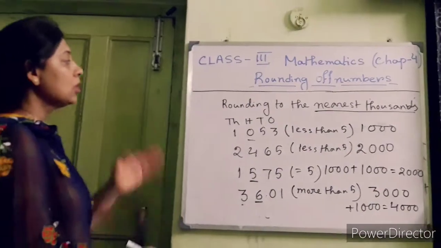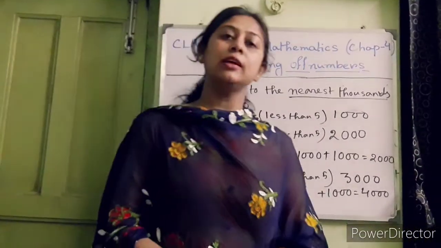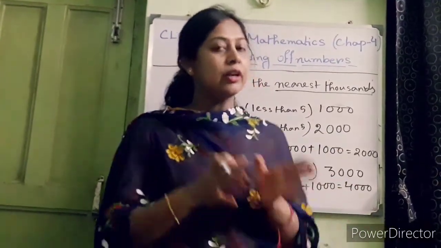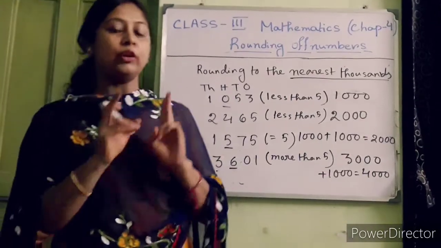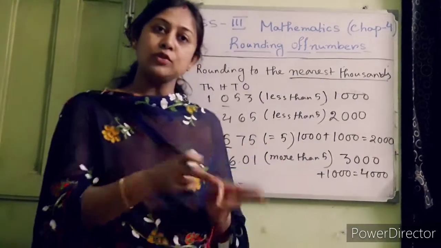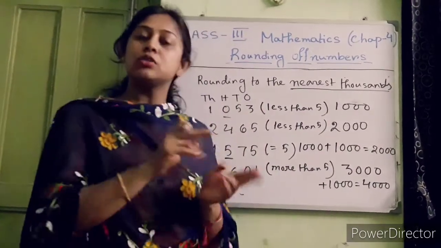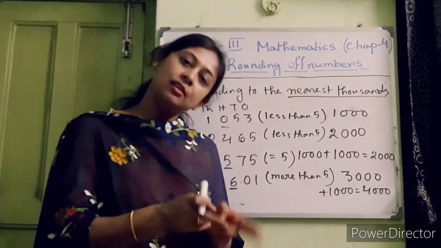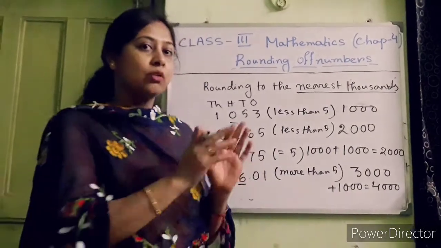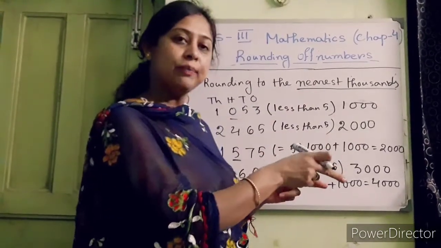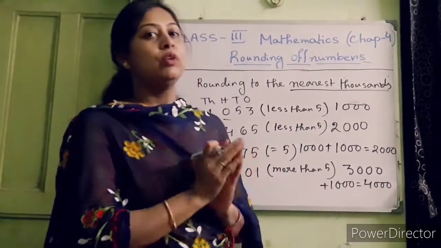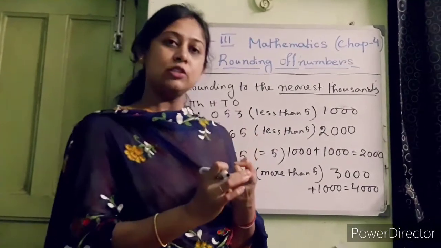Clear? Once again I am repeating. For rounding to the nearest tens, 100 and 1000: for tens you have to observe which digit is present in the 1 place. For 100 you have to observe which digit is present in the 10 place. For 1000 you have to observe which digit is present in the 100 place. If it is less than 5, for tens you put 0 on the 1 place. For 100 you put 0 on the tens and 1 place. For 1000 you put 0 on the 100, tens and 1 place. You will get your answer.